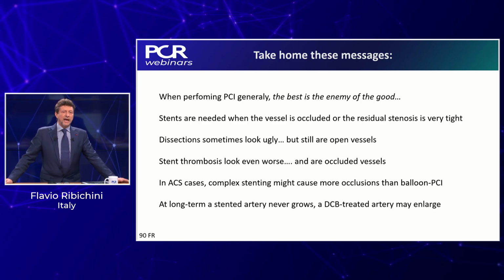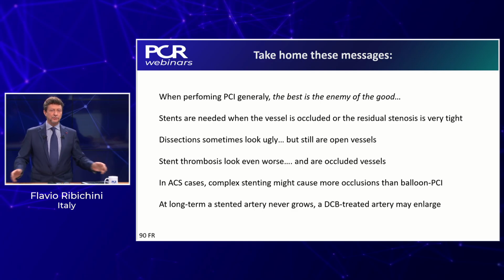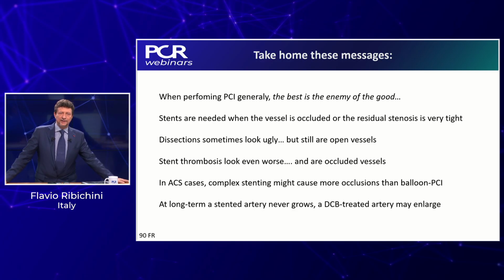Dissections sometimes look ugly, but remember, they are still open vessels. And if the patient is doing well, this is much more useful and benign than putting in a stent which then becomes occluded. And this is an even worse problem to solve, because you can reopen a vessel and put a stent, but when the stent is occluded, there are very few remaining weapons to cope with that problem. In acute coronary syndrome cases, complex stenting might be a problem and may cause more occlusions than a balloon-based PCI. Do you agree with that, Bruno?